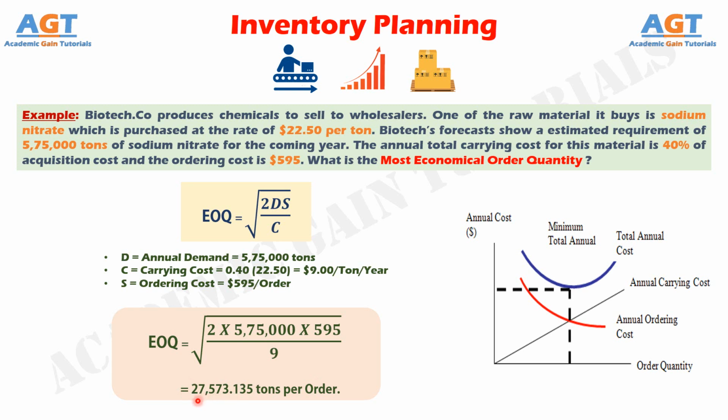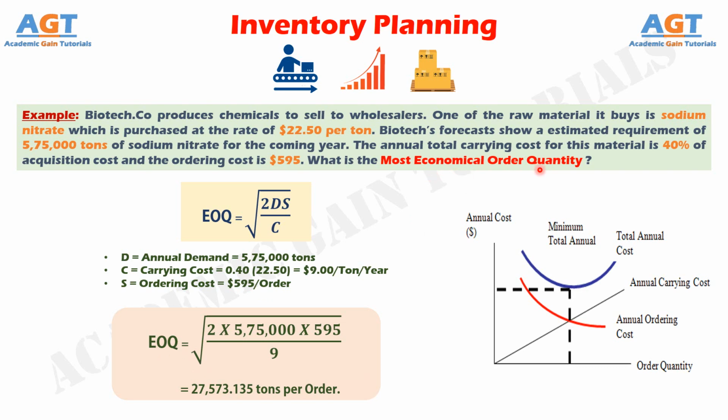But what does it mean by economic order quantity of 27,573.135 tons per order? It means that, if an order of 27,573.135 tons of sodium nitrate is made per order, it will minimize inventory costs such as holding costs, shortage costs, and order costs, and thus be the most economic decision for Biotech Corporation for inventory management of this material.